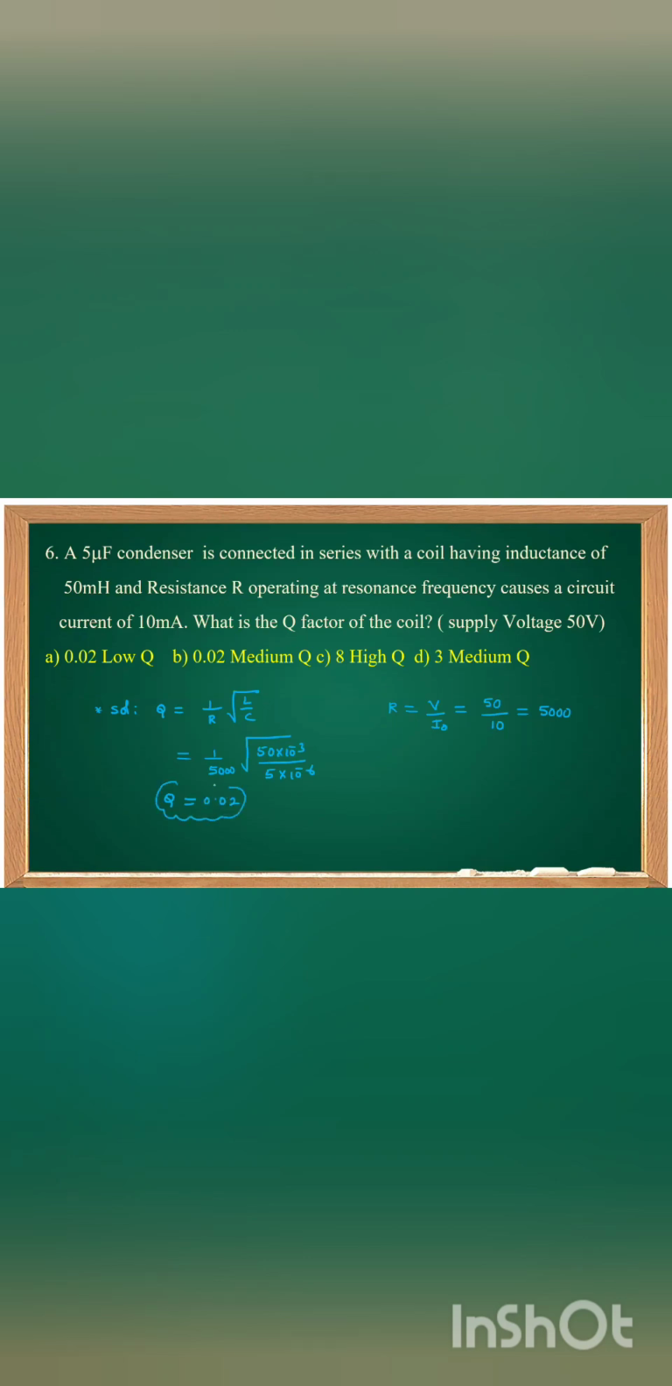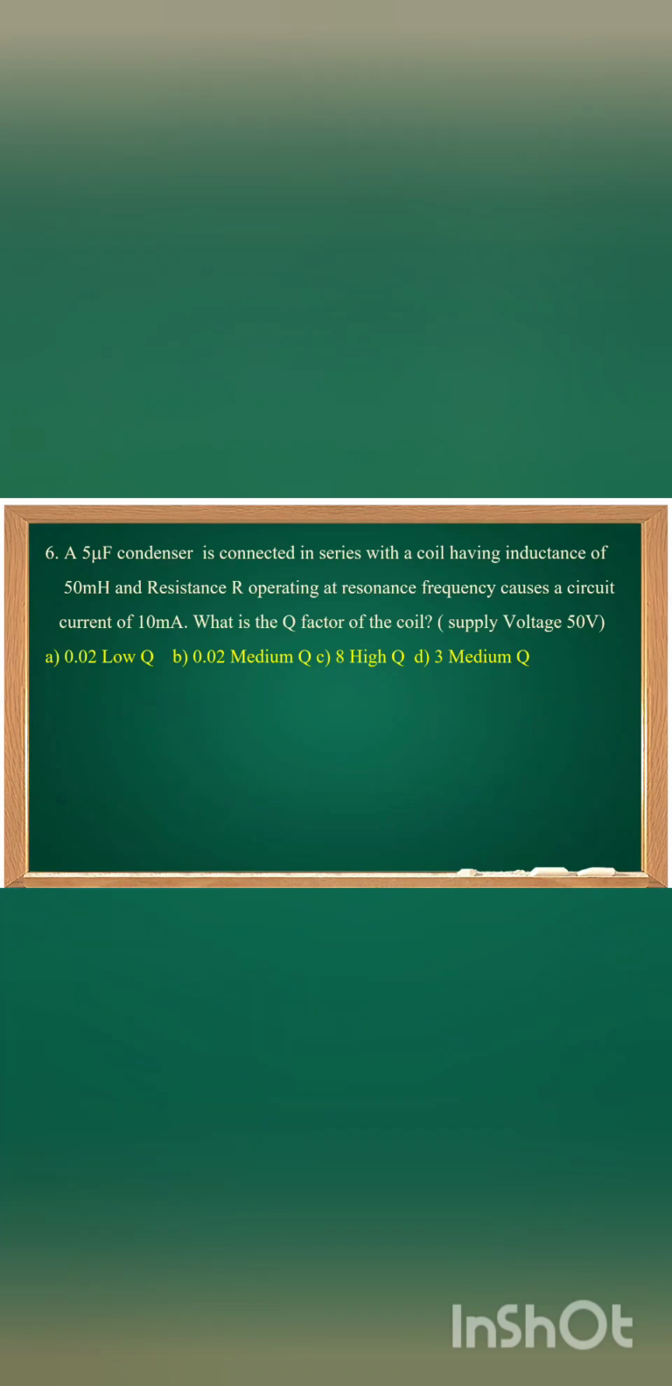I have already said that Q less than 1 coils are called low Q coils. Q between 1 and 10 are called medium Q coils. Q greater than 10, those coils are called high Q coils. Please go through the previous explanation. This is 0.02, that's why it is a low Q coil. So the answer is 0.02, a low Q coil. That is how to answer.